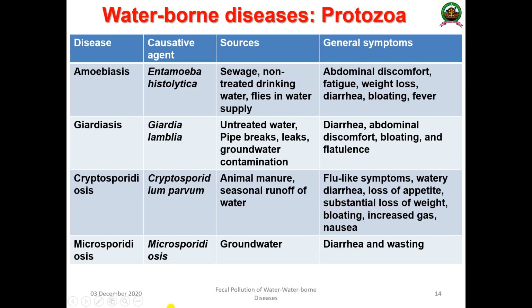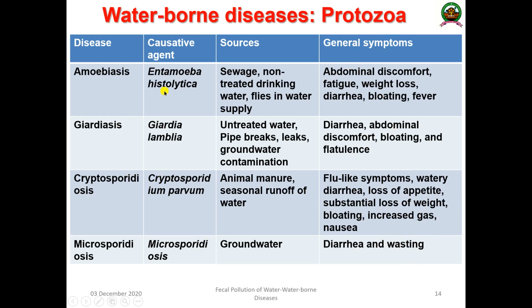Next one is microsporidiosis. The causative organism is microsporidia, and the source is groundwater. The general symptoms are diarrhea and wasting. So these are the general symptoms.